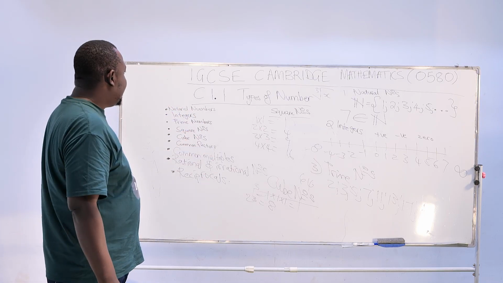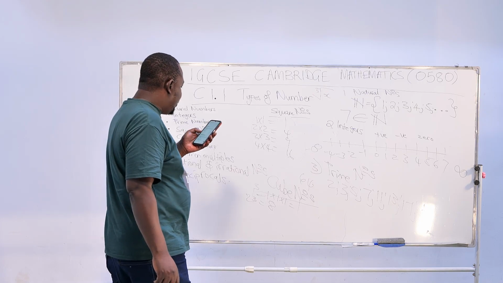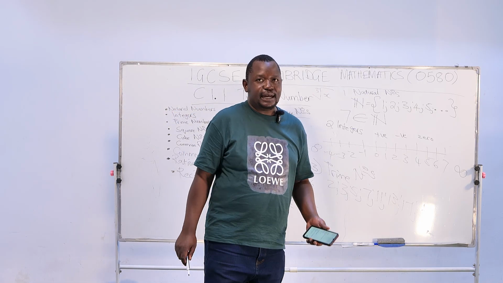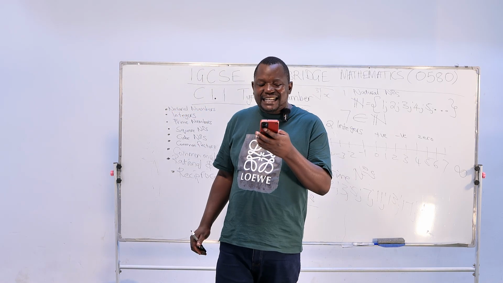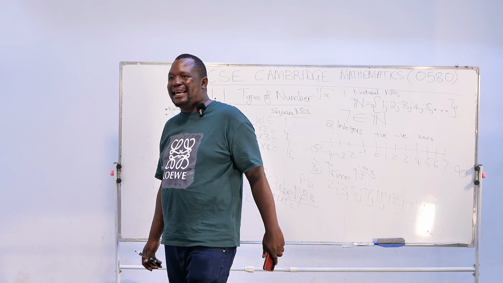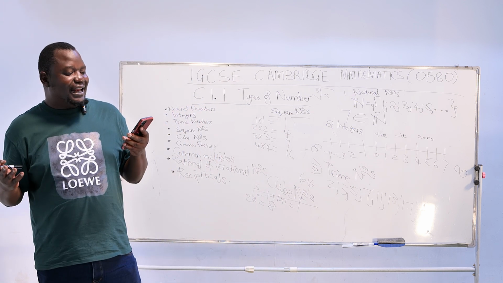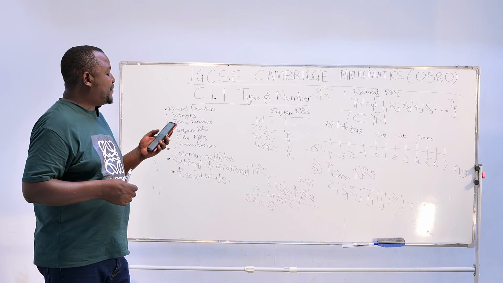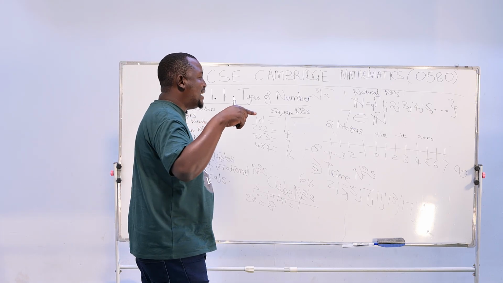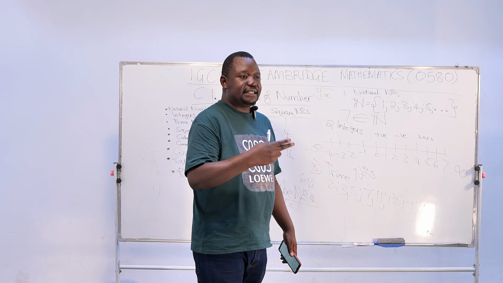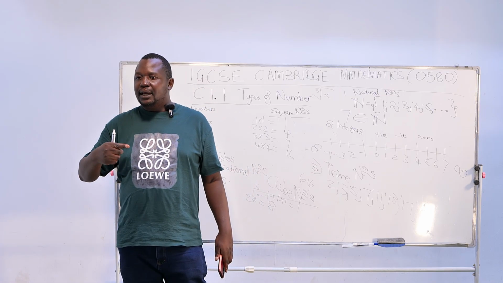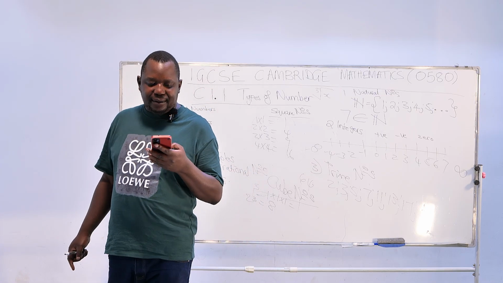Next one. We are now looking at factors. A factor is a number that gets into another number without leaving a remainder, or we can define it as a number that divides exactly into another number. And the exact division we're talking about means getting into a number without leaving a remainder.